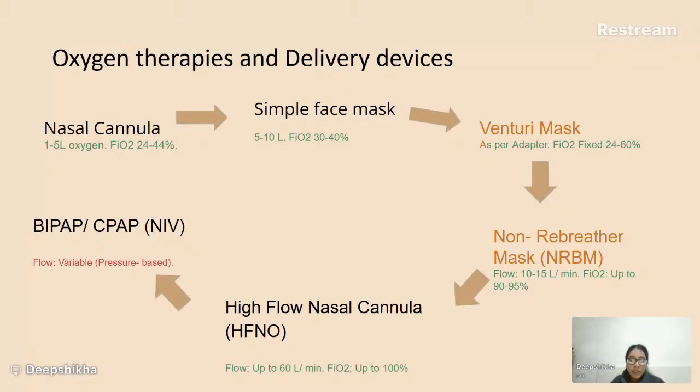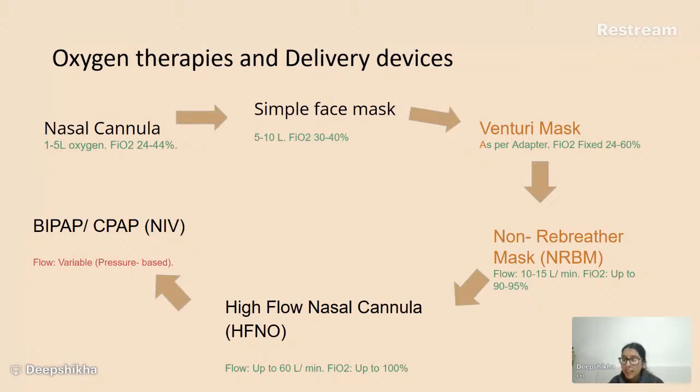High flow nasal cannula. There are two types of cannulas: the normal one, and the high flow one. It can give you a flow rate of up to 60 liters per minute, and your FiO2 can increase up to 100%.